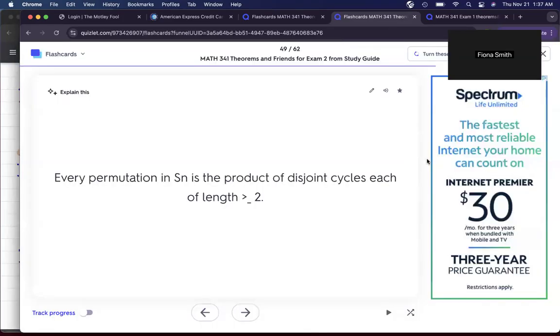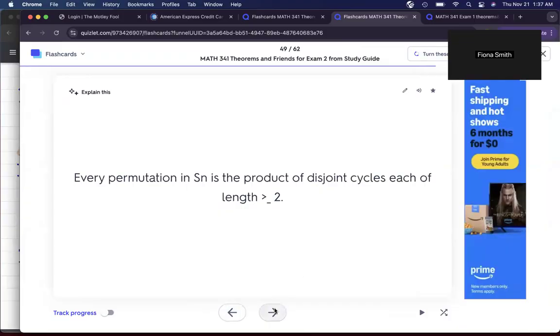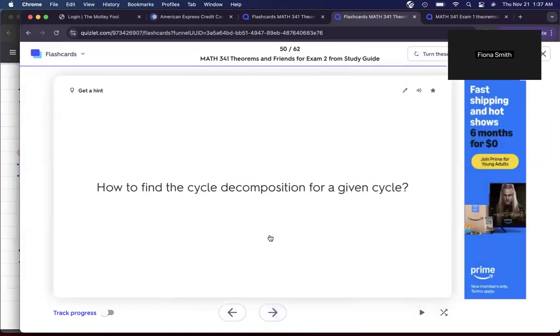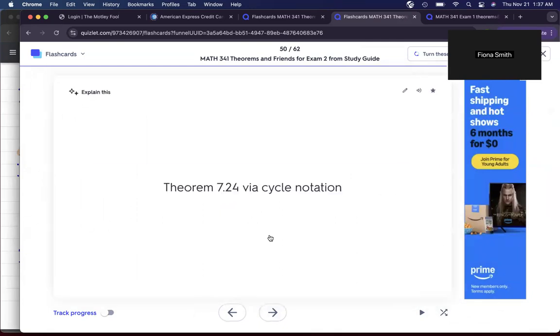But yeah, once you get a loop going, then you can write a permutation as a cycle, or even without a loop. But anyway, you can write every permutation in Sn as the product of disjoint cycles, each of length 2 or more. How to find the cycle decomposition for a given permutation? Again, that's just Theorem 7.2.4 and that cycle notation knowledge we covered. It's kind of a caveat to that theorem, or a precursor to Theorem 7.2.5: the order of a k-cycle in Sn is k.